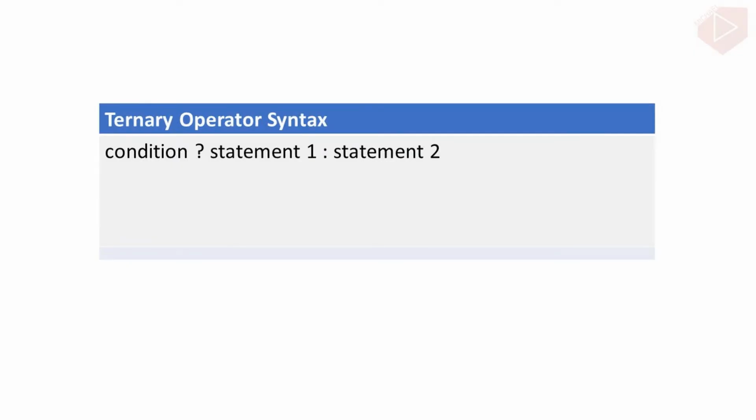Here's the syntax for the ternary operator. Like the if-else statement, the ternary operator starts with a Boolean condition. If this condition evaluates to true, then it will execute the first statement after the question mark, otherwise, the second statement will be executed.